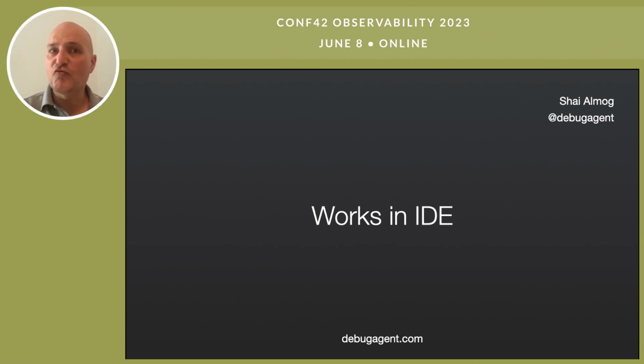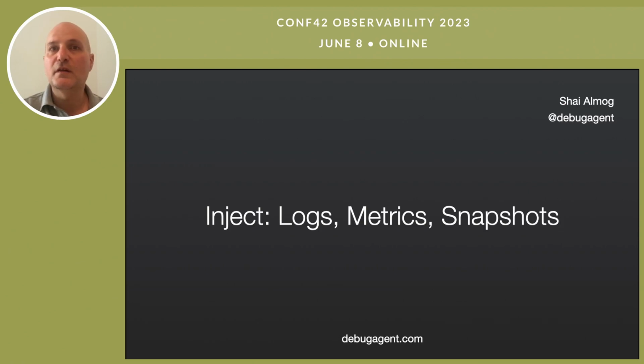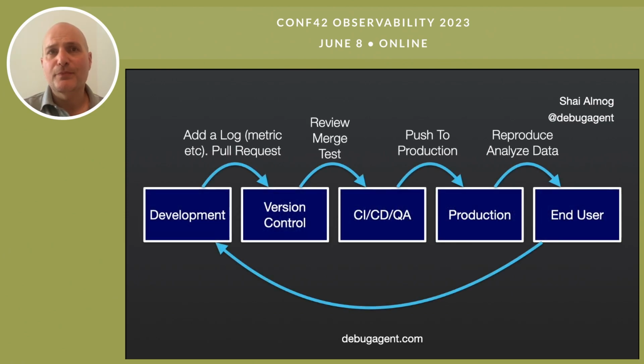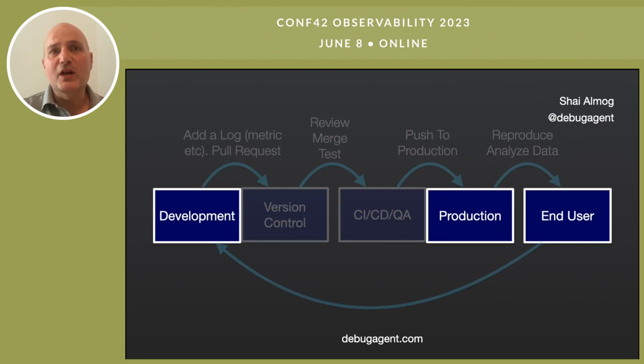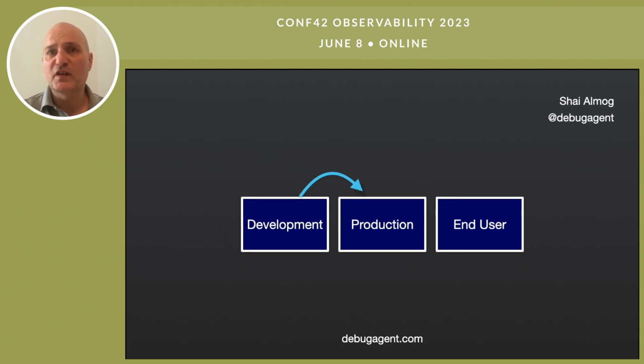Ideally, this happens directly in the IDE since that's where developers spend their time. But the bigger thing is the ability to inject observability metrics right into production code. This means I can add a new log, metric, or snapshot without going through the whole cycle like before. Remember this diagram. This is pretty complex. With developer observability, we can simplify this considerably. We can remove two stages from the process.